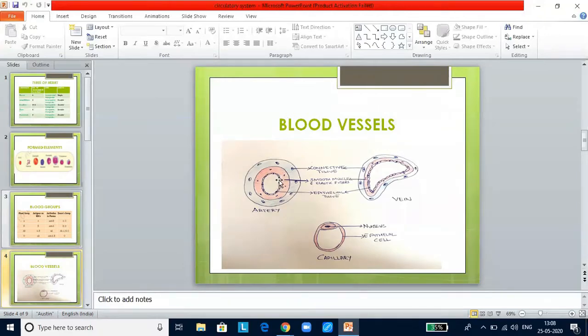Capillaries are the thinnest blood vessels and they connect arteries to the veins. Each capillary is lined by a single layer of flat cells. These help in the exchange of materials like nutrients, gases, waste products, etc. between the blood and the cells.